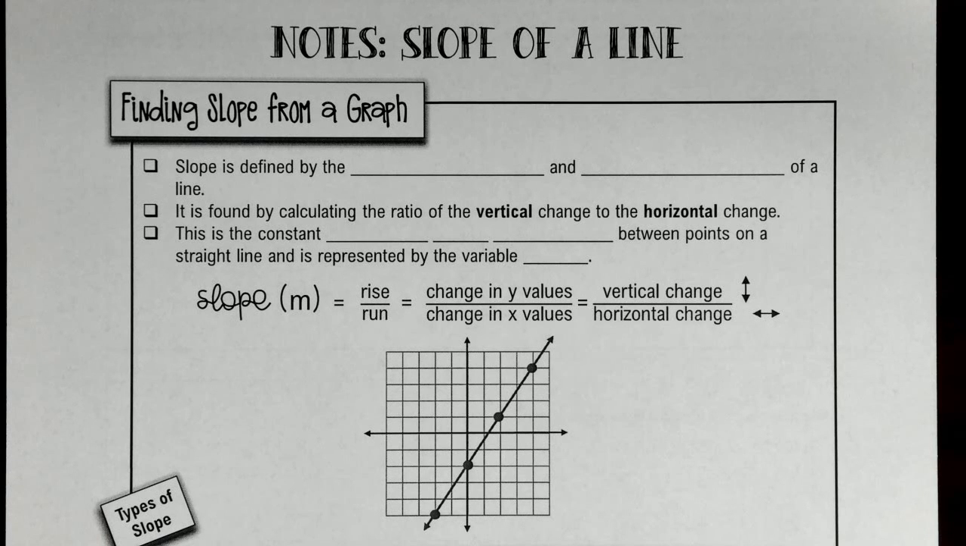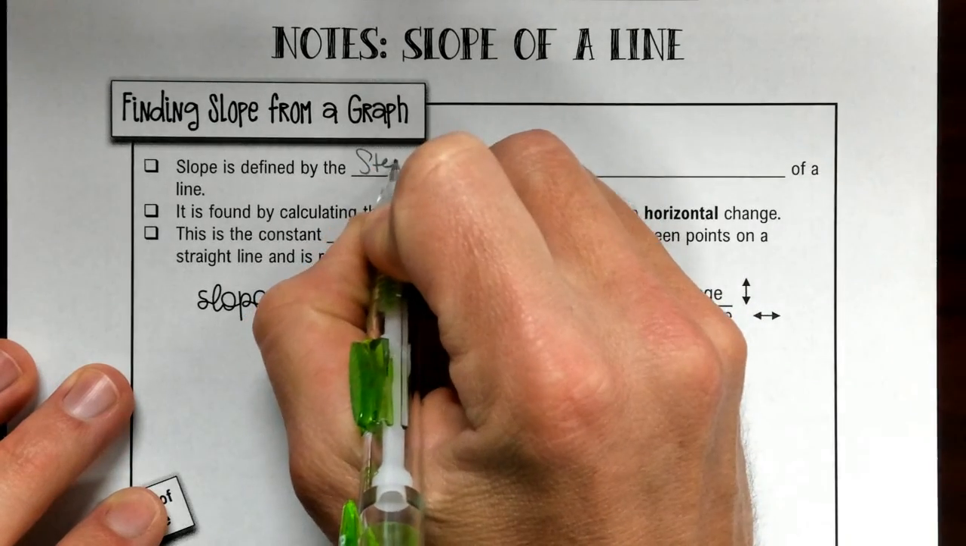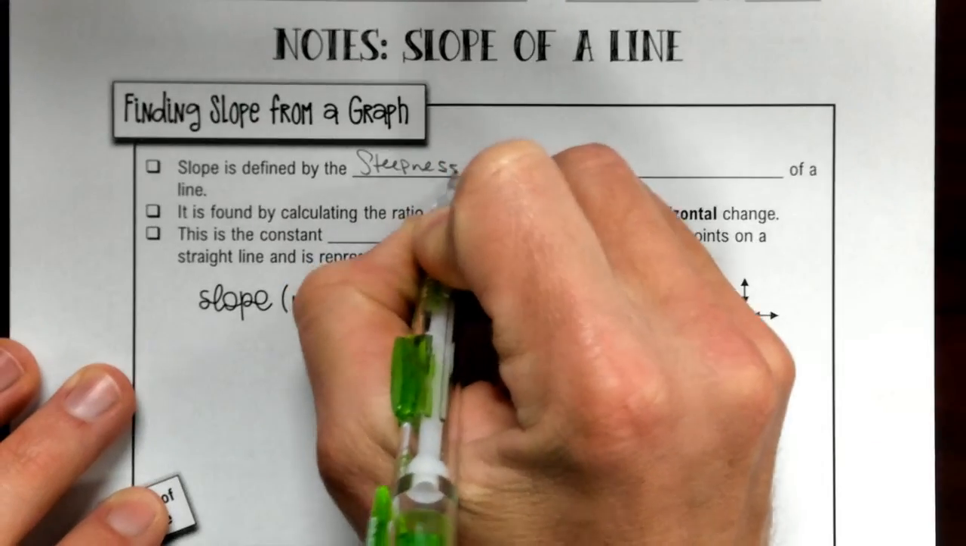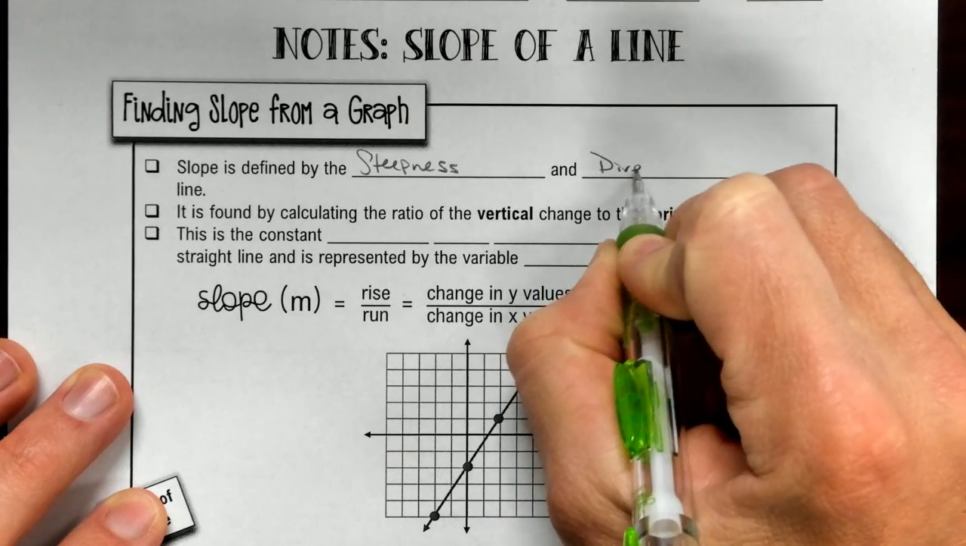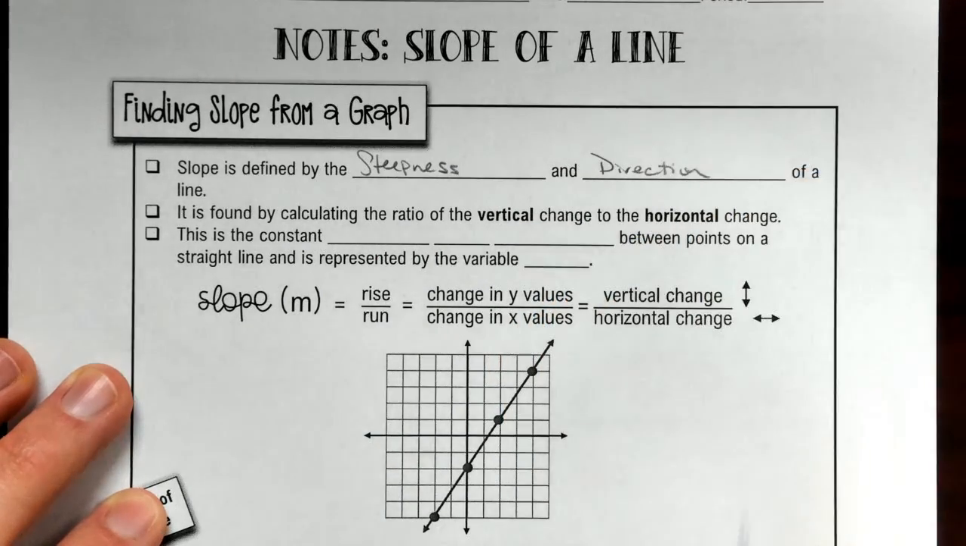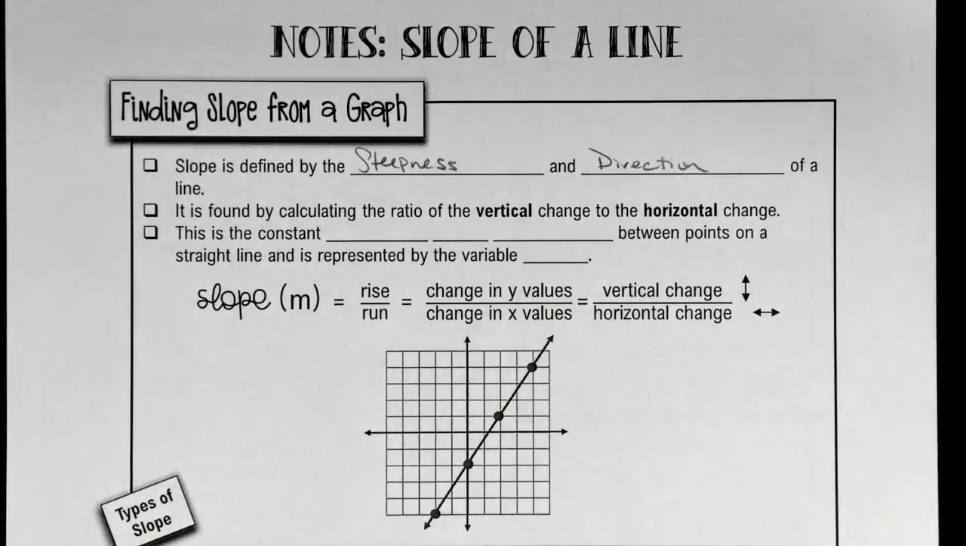Alright guys, again, slope of a line. Slope is defined by the steepness and direction of a line. Okay, so the slope is defined by the steepness and direction of a line.